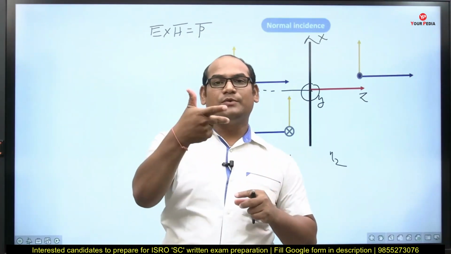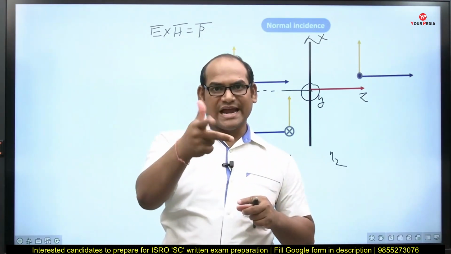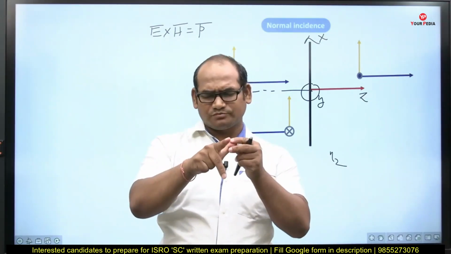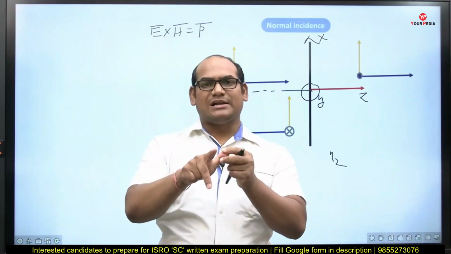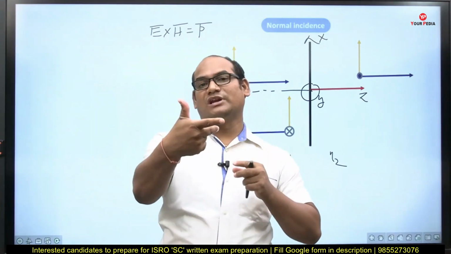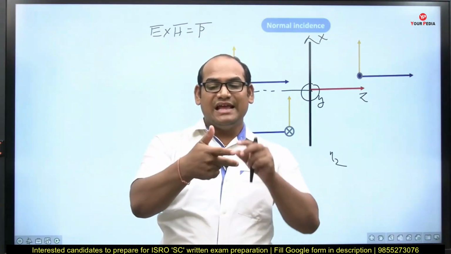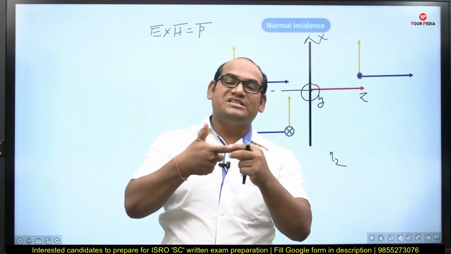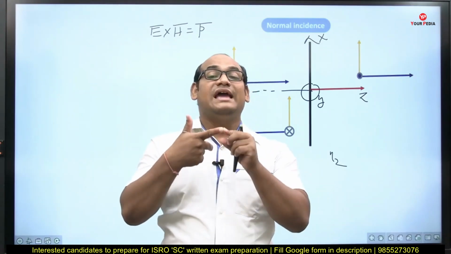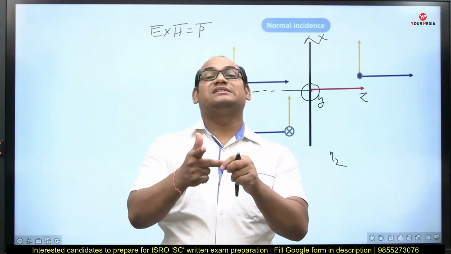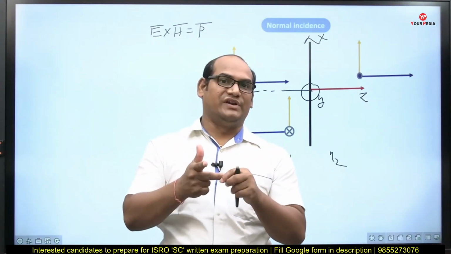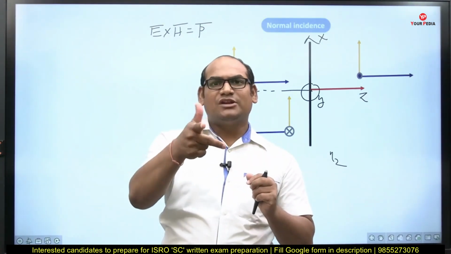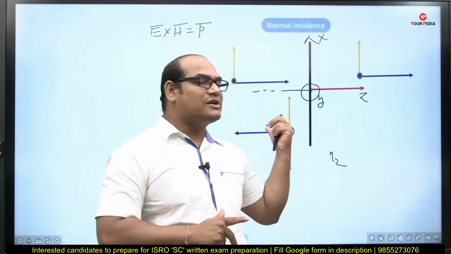You need to keep three fingers of your right hand like this: forefinger, middle finger, and thumb, in such a way that they are perpendicular to each other. Then this thumb is representing the direction of the wave, this forefinger is representing the direction of the electric field, and this middle finger is representing the direction of the magnetic field. So the right hand only we have to use. In this manner you can utilize it for the analysis of this particular structure.